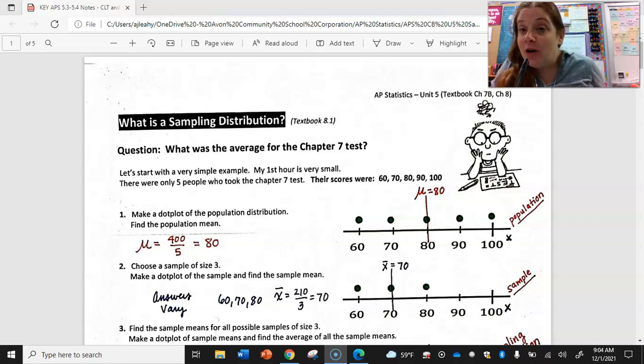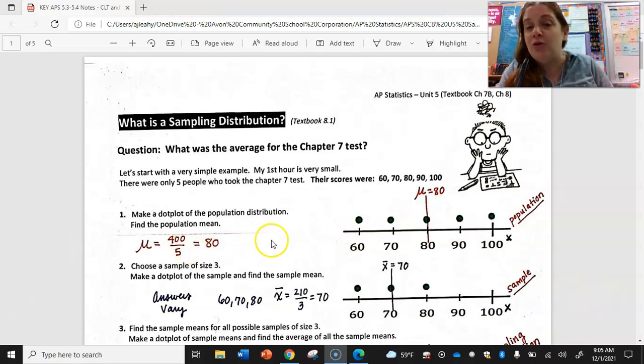So today we're talking about sampling distributions, and you need to have this basic idea in your head. Here we go. I have a very small class of 5 students. Here are their test scores: 60, 70, 80, 90, 100. I'm going to plot those on a number line and find the mean. Notice that their mean score is 80. Since this is a population, the mean mu is 80.